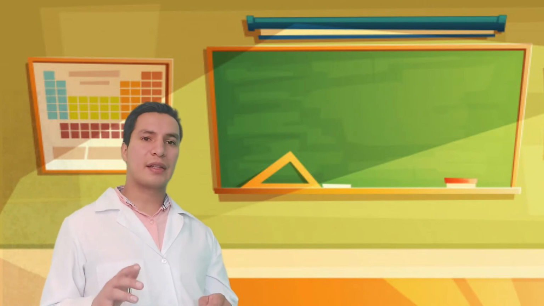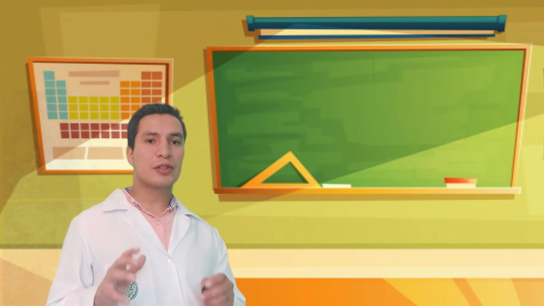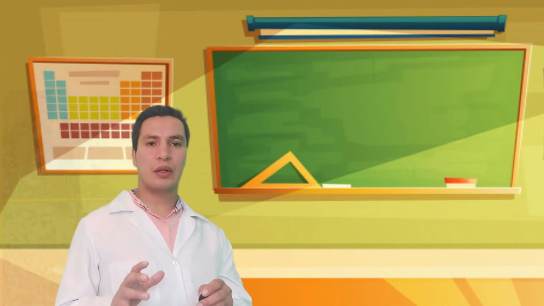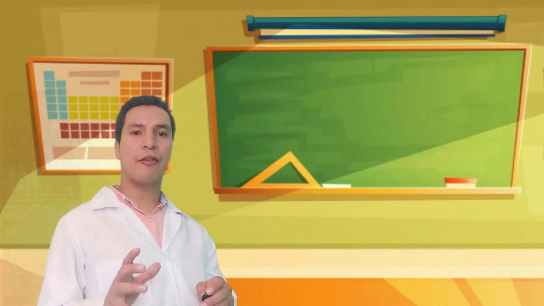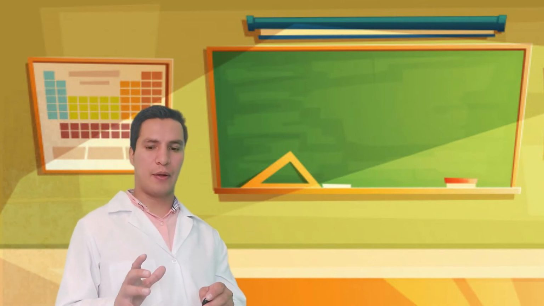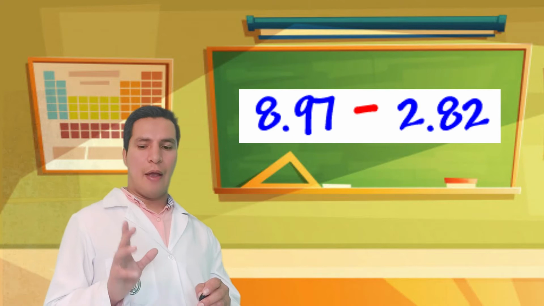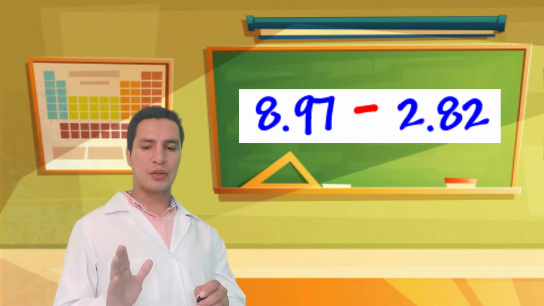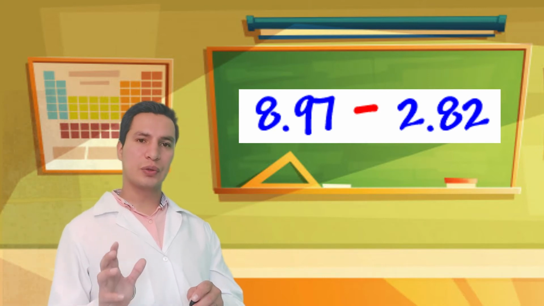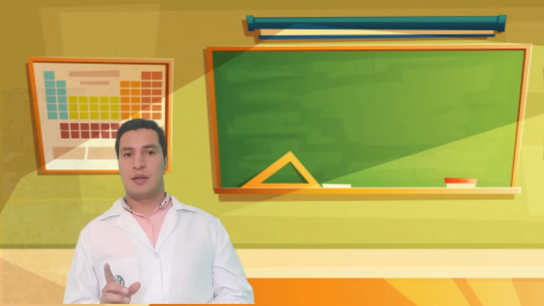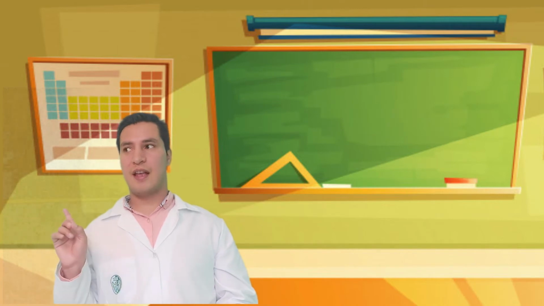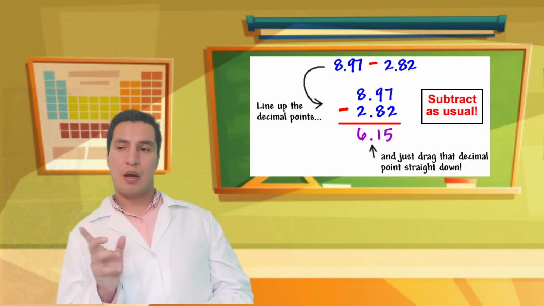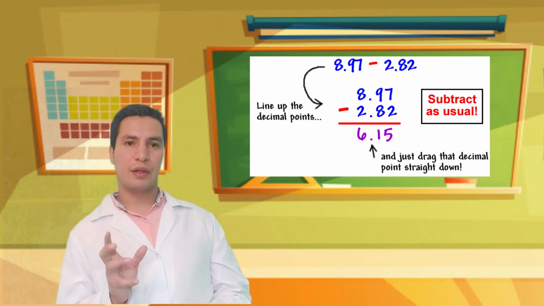Now, let's practice the subtraction. Try by yourself to do the following exercise. Click on pause and continue when you have finished the example. So, 8 and 97 hundredths minus 2 and 82 hundredths. Done? This is the answer. Congratulations if yours was the same, or check carefully if it wasn't.